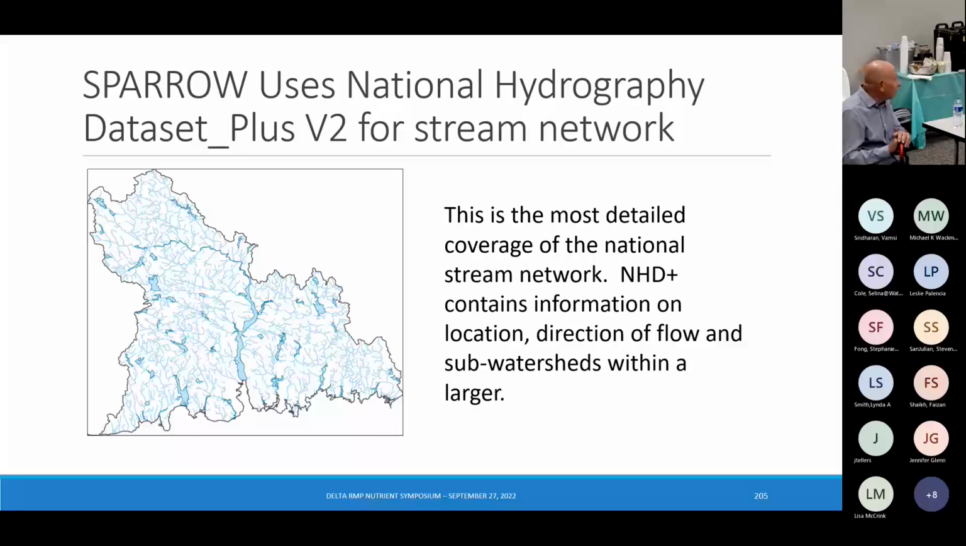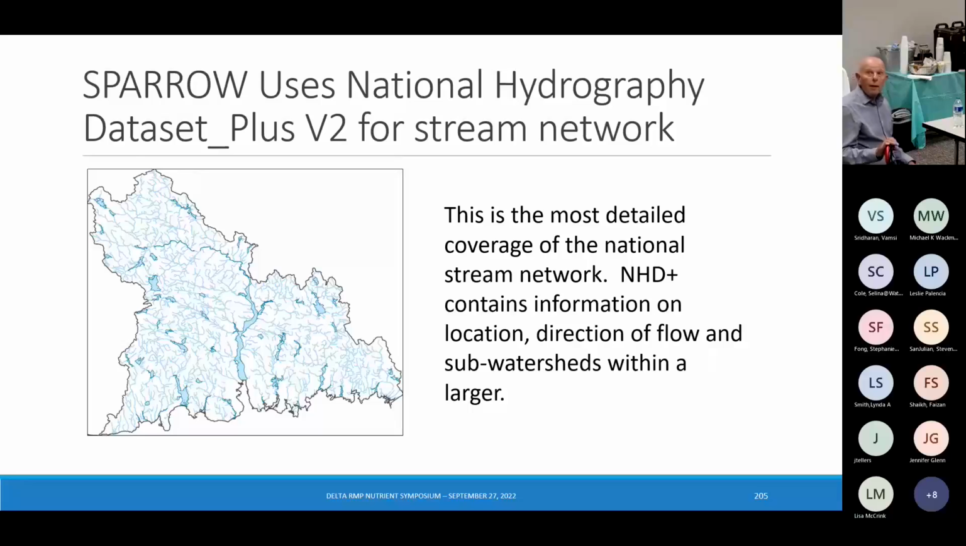All right, so our stream network that we use now is the National Hydrography Dataset. When we first started, we had the EPA River Reach file. That was okay, but a lot of work went into the NHD dataset. A lot of money went into this. This is the best mapped set of watersheds in the country. We got exact information on location. If you look closer, you can see that there's first order streams all the way to stream outputs. NHD provides information on the exact location and the direction of flow of these watersheds within a larger watershed.